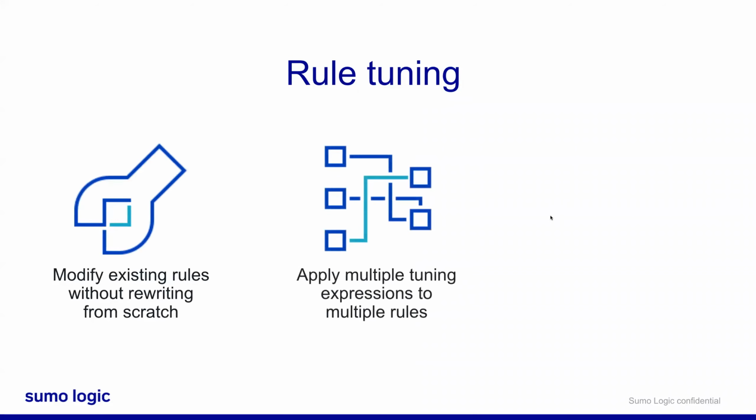It's usually simple logic you add to rules. With rule tuning, you can modify existing rules without rewriting them from scratch. Once you've written a tuning expression, you can apply it to multiple rules. You can also apply multiple tuning expressions to each rule, so there's flexibility there. We're going to learn how to apply one tuning expression to multiple rules, and also how to apply multiple tuning expressions to one rule. So we're going to look at both of those today.